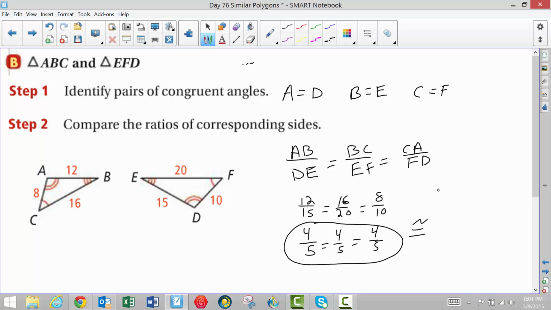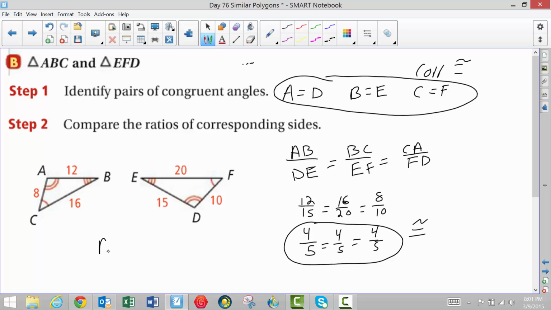All my angles are corresponding congruent, so these are corresponding congruent. So since both are true, I do have triangle ABC is similar to... Now what goes with A? D. What goes with B? E. And F. So those two triangles are indeed similar.